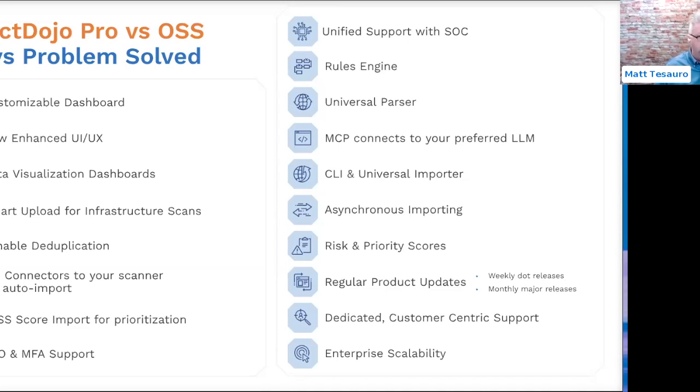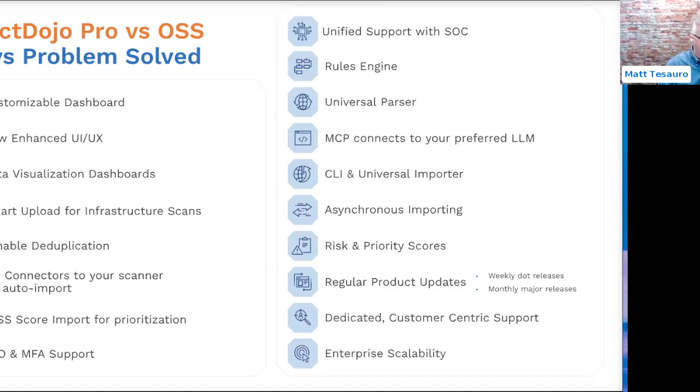Universal parser: if you happen to have an internal tool or some other source of data that DefectDojo happens to not be able to ingest, you can upload that data into Dojo. You can map that data to the data we hold for findings and create a parser on the fly, and then be able to ingest any data in any which way you want.